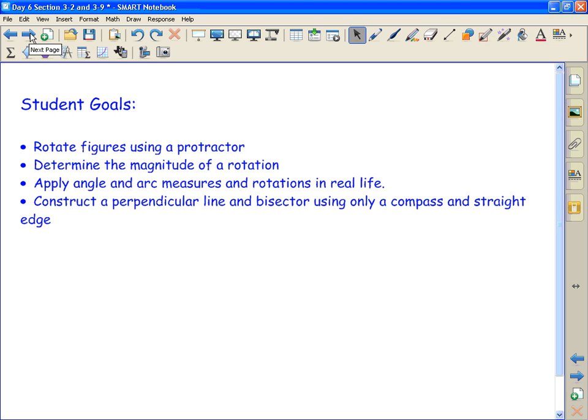The goals for today: we're going to rotate figures using a protractor. We're going to determine the magnitude of a rotation, and we're going to apply angle and arc measures and rotations in real life. We will also construct a perpendicular line and bisector using only a compass and straight edge.